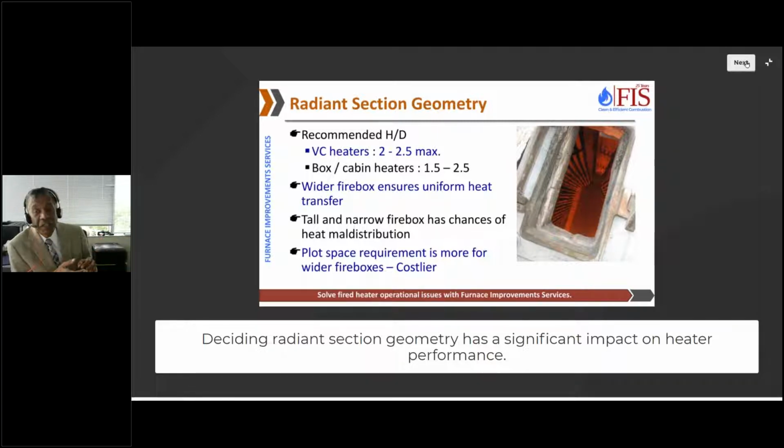What are we gaining? If we make a wider firebox, we get uniform heat transfer. What are we losing? It becomes a little bit more costly. We need more area, as well as it becomes a little bit more expensive. So you have to decide where you want to be.